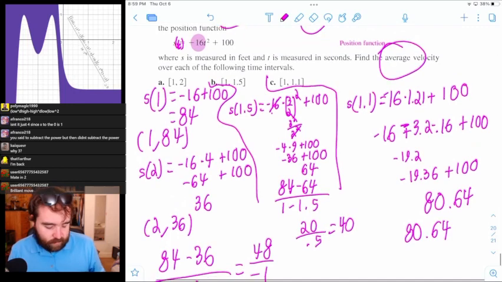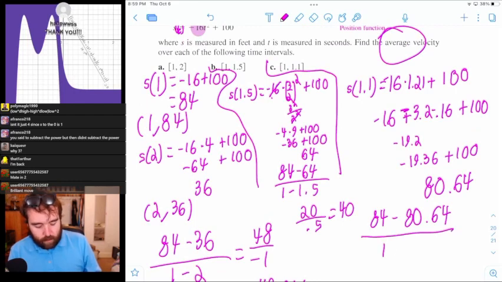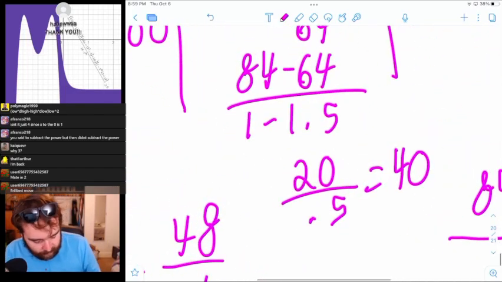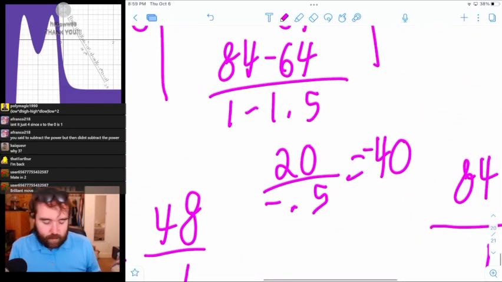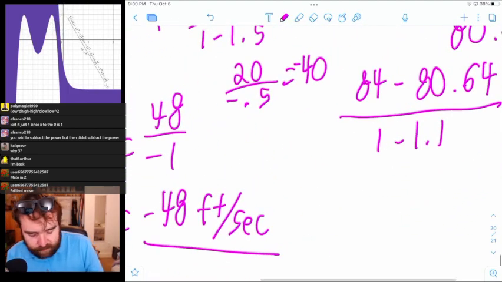Let's see. Let's be consistent. So let's do 84 minus 80.64 over 1 minus 1.1, which I actually realized, let's step back real quick here, that's a negative 0.5, so that's a negative 40, which makes a lot more sense considering this was negative 48. This is going to be negative 40 feet per second.